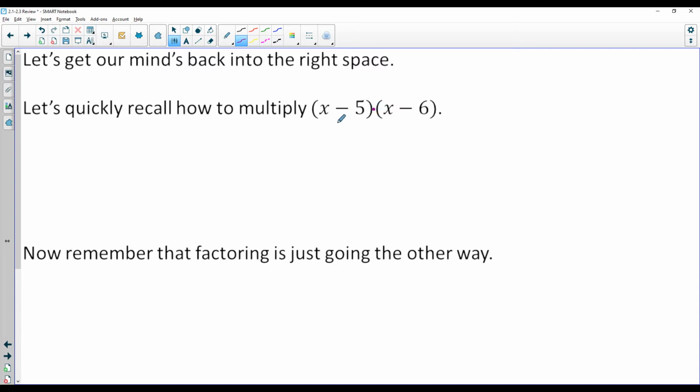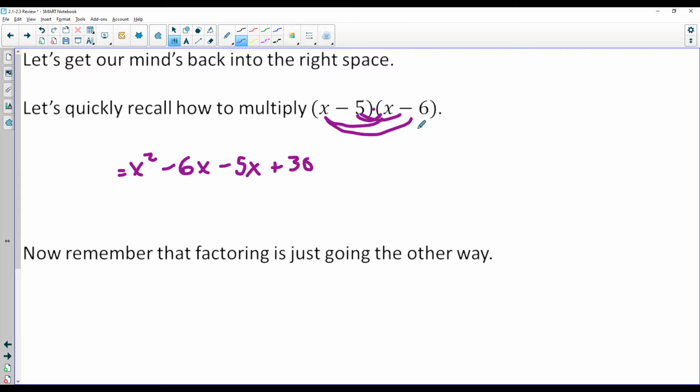So if we had multiplication here, we did x times x first, which was x squared, and then we did x times minus 6, which would be minus 6x. And then we did minus 5 times x, which is minus 5x. And then we would do minus 5 times negative 6, which is positive 30.